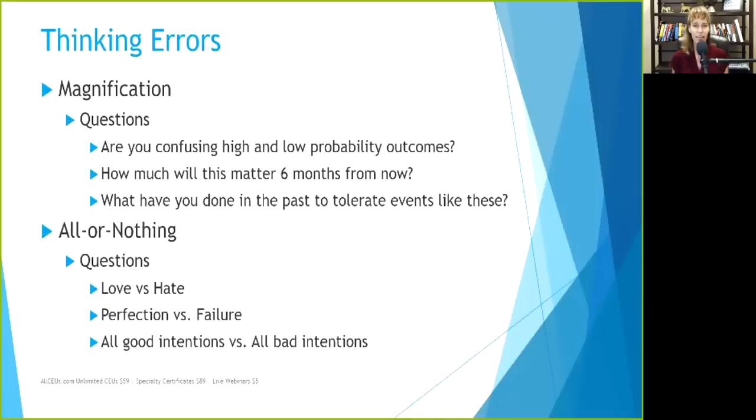All or nothing thinking errors. These are things like love versus hate. I love them or I hate them. It's all or nothing. She does this all the time, or she never does it. If I'm going to do it, I'm going to do it perfectly, or I'm not going to do it at all.